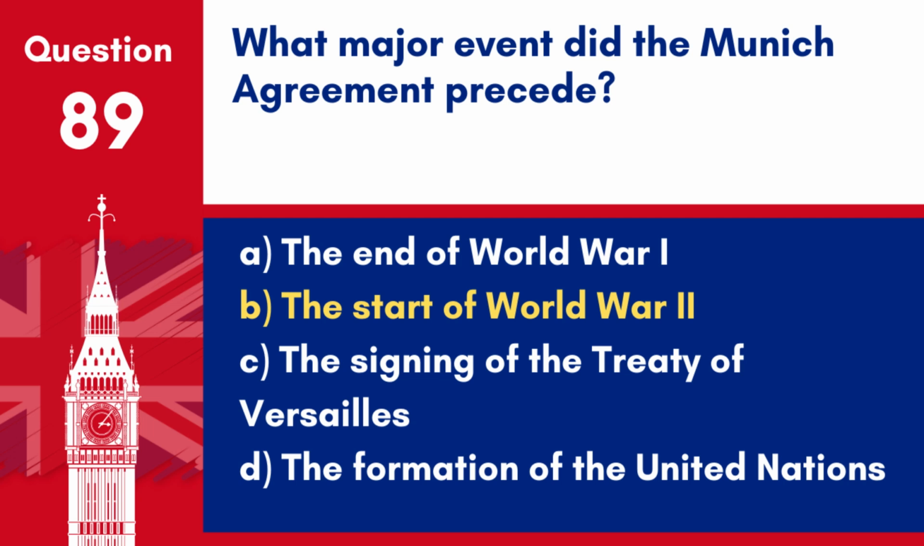The Munich Agreement, signed in 1938 in an attempt to appease Hitler by allowing Nazi Germany to annex the Sudetenland, preceded the start of World War II.